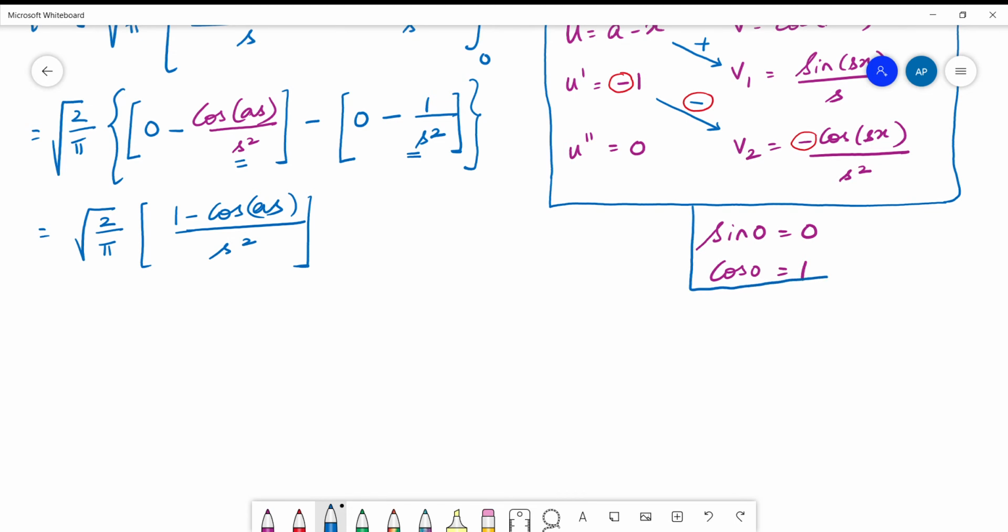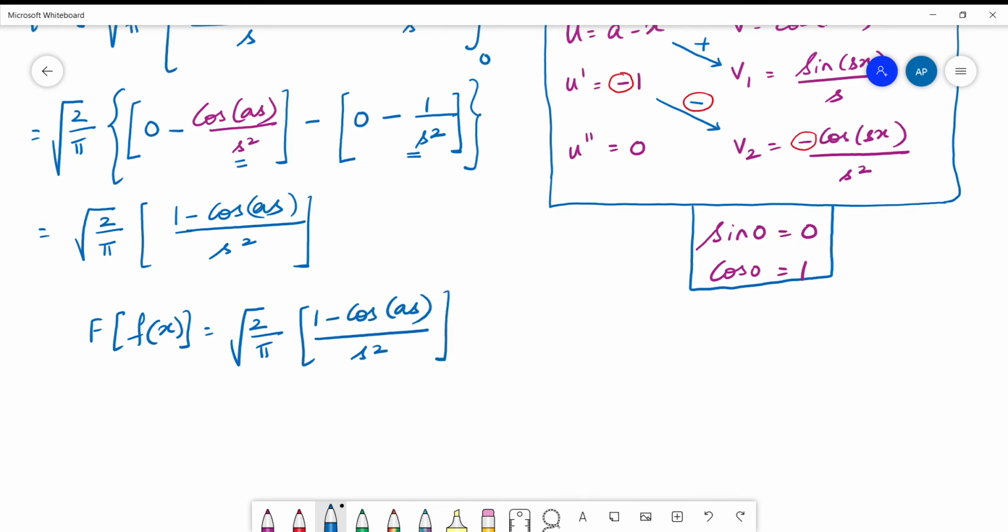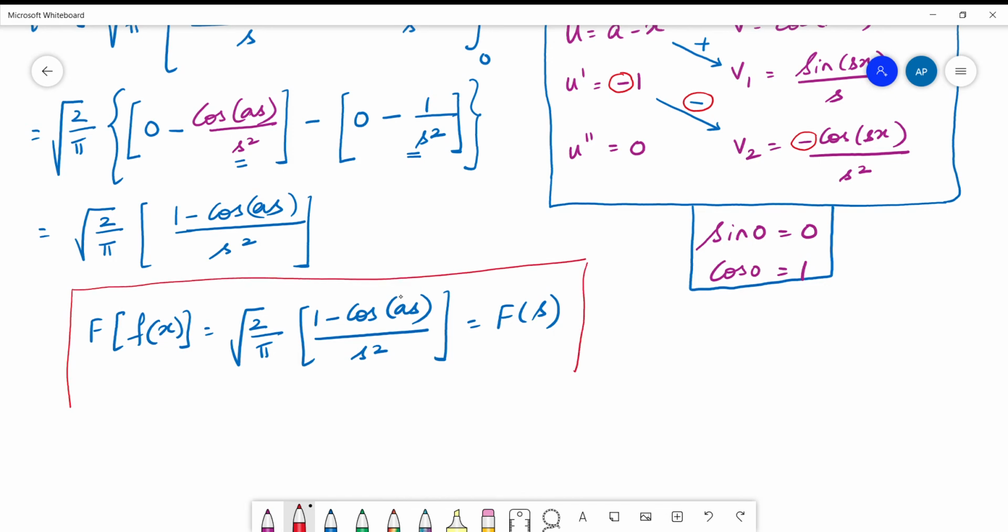We have completed the integration, substitution, everything is done, and now the Fourier transform of f of x is root of 2 by pi into 1 minus cos of as divided by s square, and this becomes F of s. As of now, do not simplify this further, it's not necessary. Once we go to the next subheading, we will try to see what we can do with this result. So the first part of finding the Fourier transform is done.